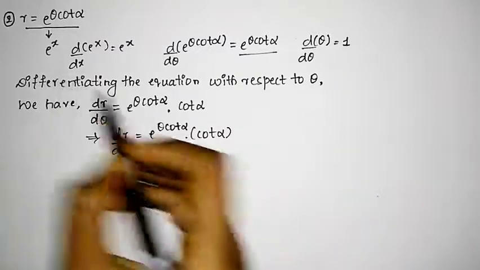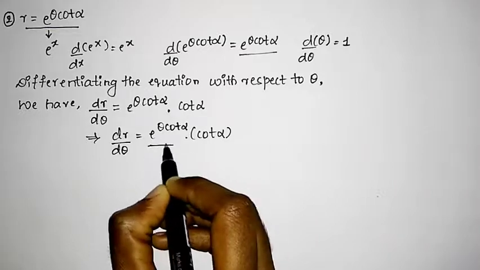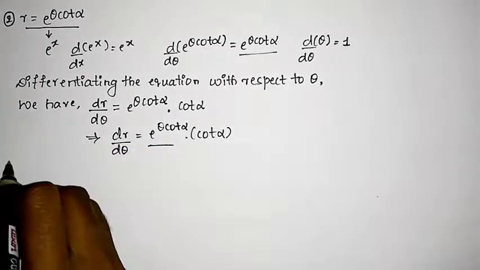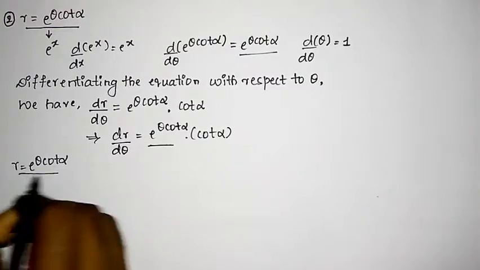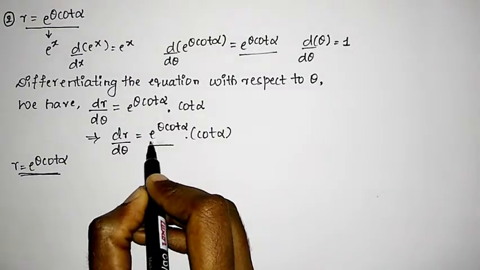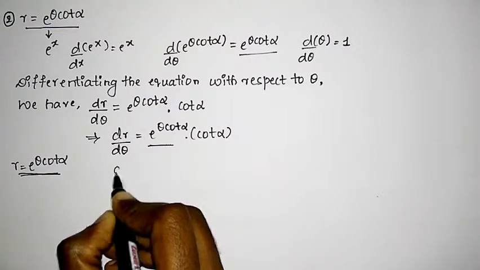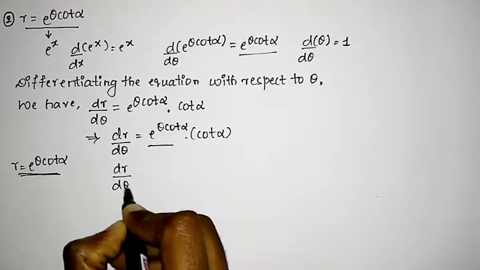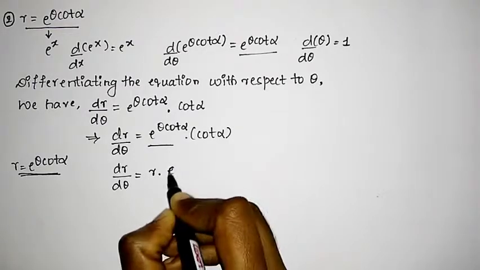By observing, we can see that r is equal to e raised to theta into cot alpha. So this is the given equation. We can directly replace e raised to theta into cot alpha by r. Therefore dr upon d theta is equal to r into cot alpha.